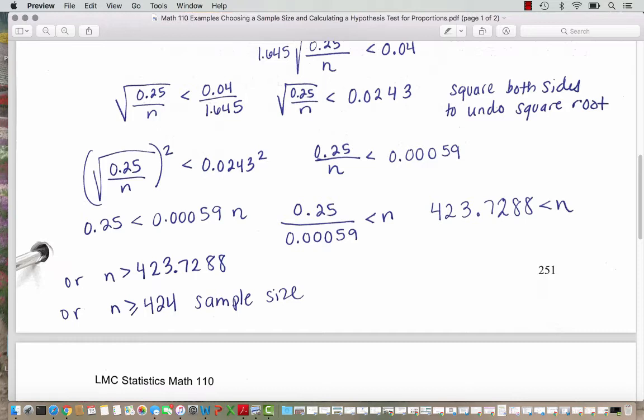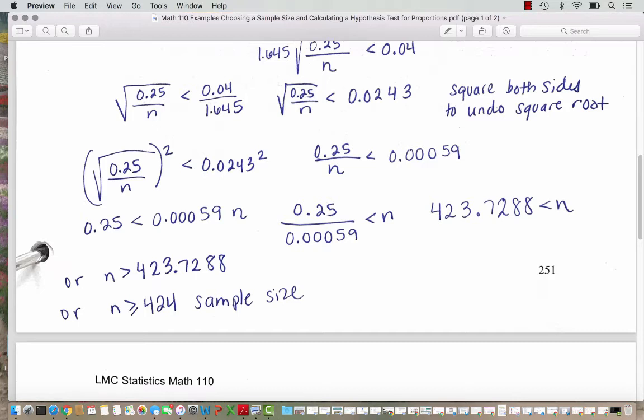Now I want to undo that square root, so I put a note over here. I'm going to square both sides of my inequality to undo the square root. In the next line, you can see I've got my square root and then it's getting squared. Those are opposite operations, so they're going to undo each other. And then on the right side, we are squaring the 0.0243. I rounded that 0.0243 to 4 decimal places.